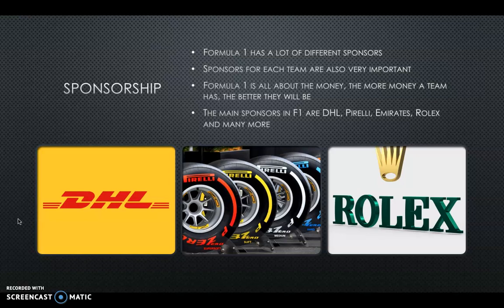The main sponsors in F1 are DHL. They deal with all the logistics and moving from race to race because they travel the world, and one weekend they could be in Asia, and then the next weekend they could be in Australia racing. Pirelli supplies all the tires for the teams, so all the cars are different, but the tires are all the same. And then companies like Emirates and Rolex are also sponsors because they just want to attract people with money.